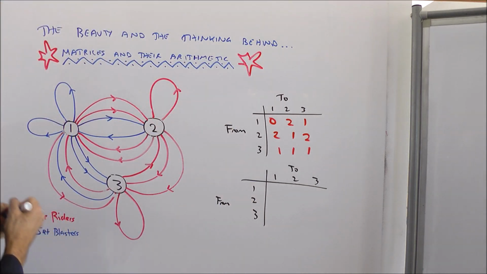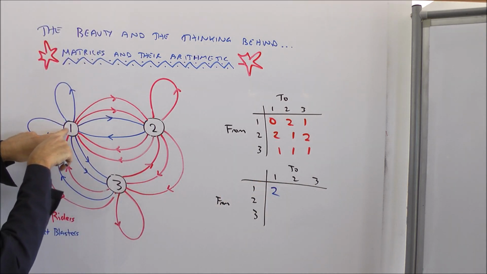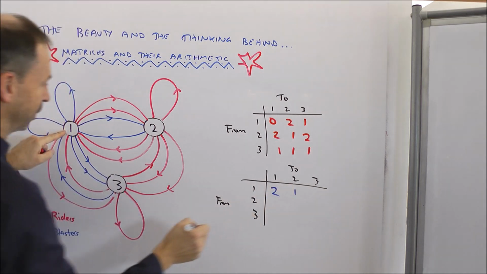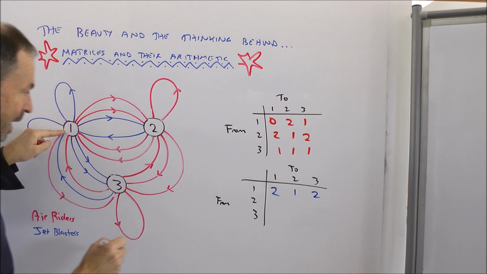In fact, I'll do it right here. How many routes are there from City 1 to City 1? I see 2 of them. From City 1 to City 2, I just see 1 route from City 1 to City 2. From City 1 to City 3, I see those 2 routes. 2 of them.